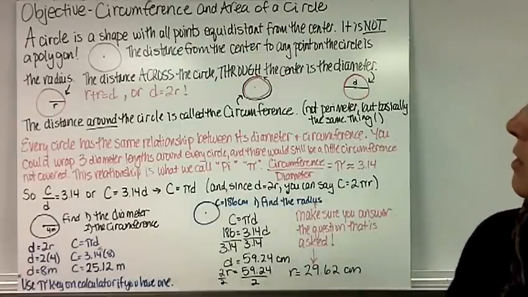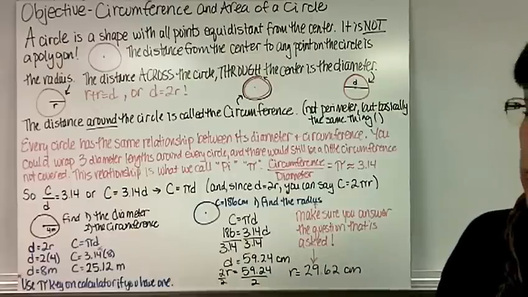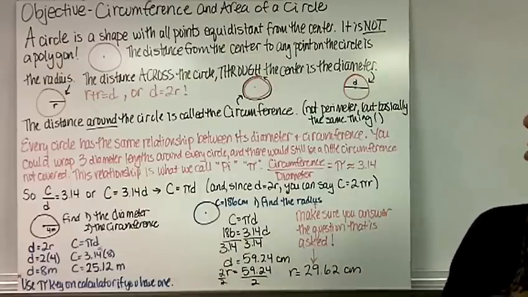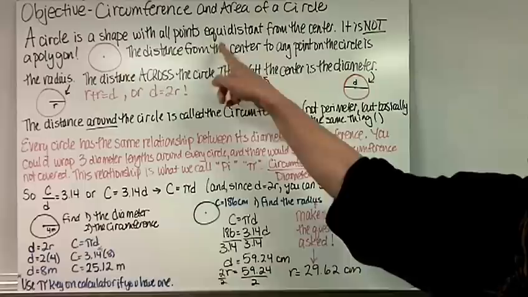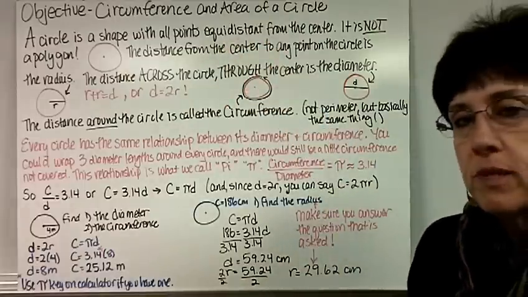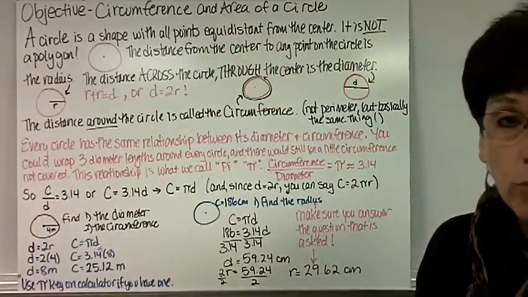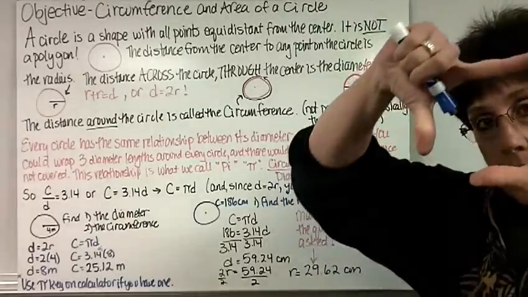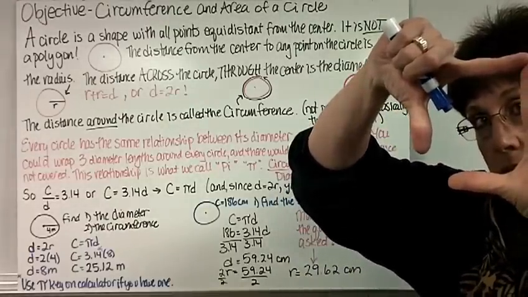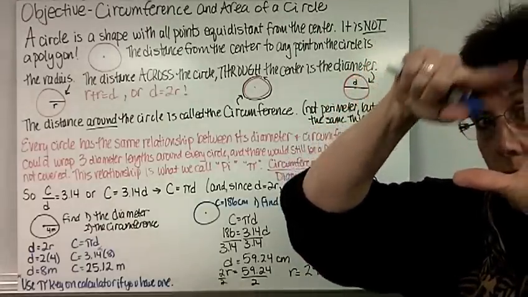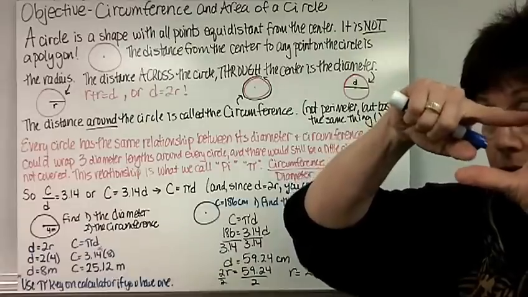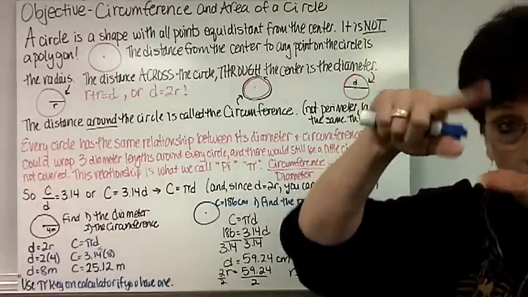Today's objective is the circumference and area of a circle. A circle is a shape with all points equidistant from the center. If you think of a square and put a point in the center, the corners are not the same distance as the edges are. That's why it would make a triangle, right?